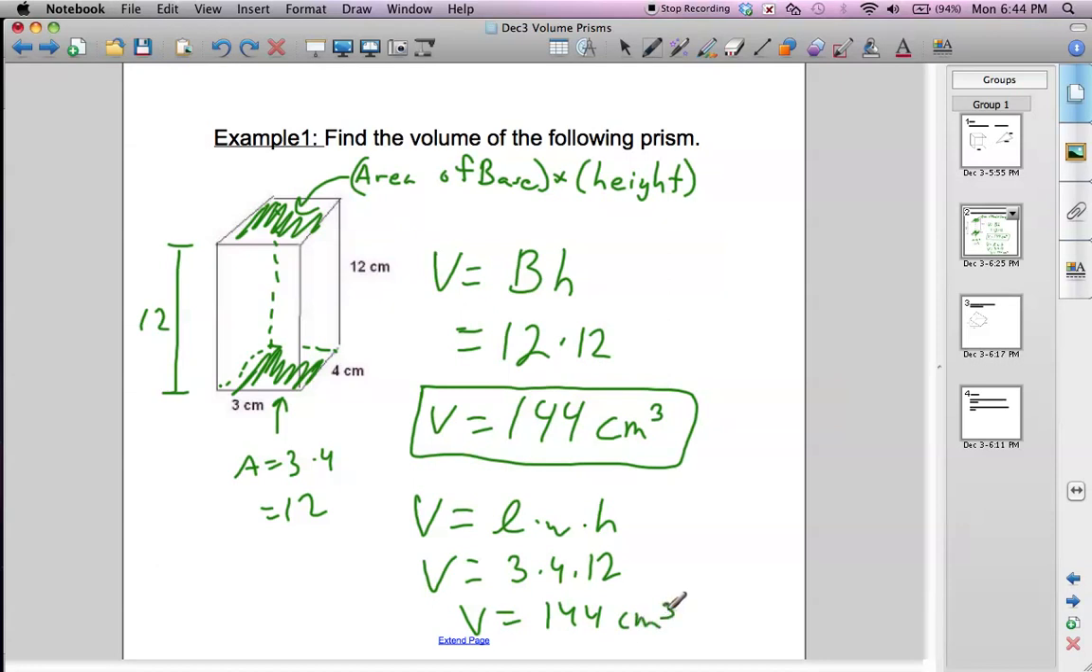So in the general case of any prism, you can use area of the base times the height. In the case of just rectangular prisms, you can multiply length times width times height. Okay, so let's go on to another example.